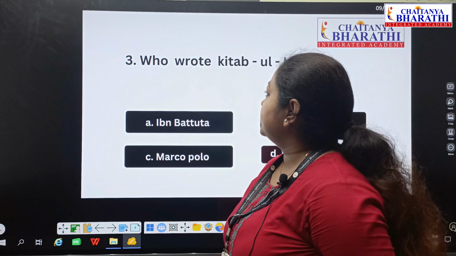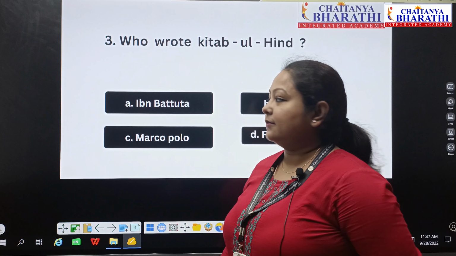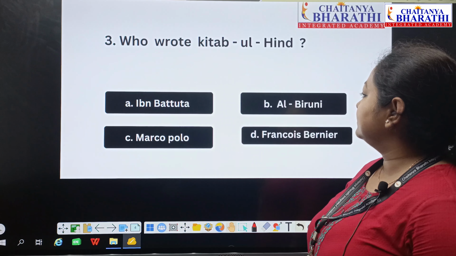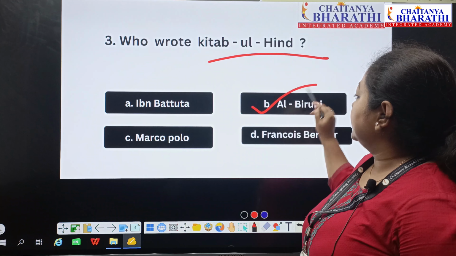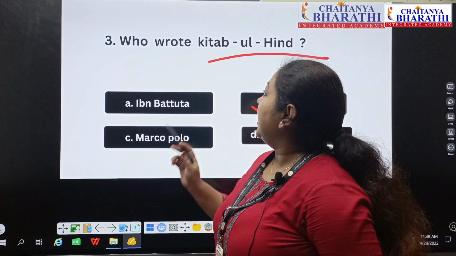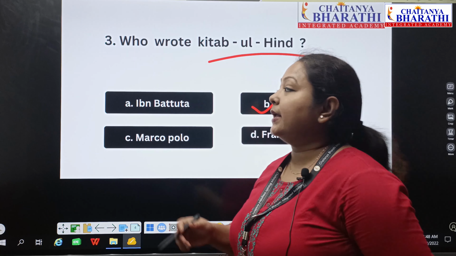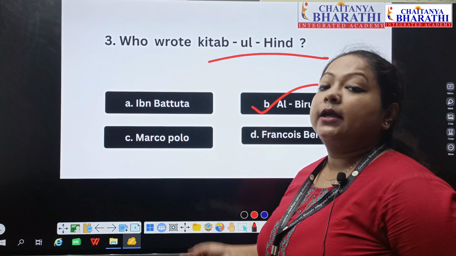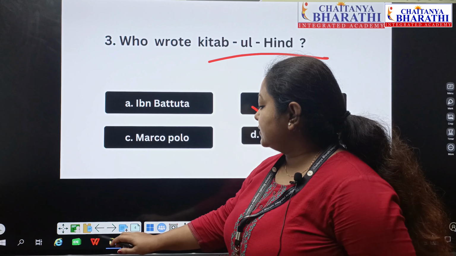Okay, let's go to the third question. Who wrote Kitabul Hind? This is as easy as anything. Whose book was Kitabul Hind? It is Al-Biruni, right? His book of account, or the book that he wrote during his travel in the country, has 80 chapters, and the book is Kitabul Hind. Okay, let's go to the next question.